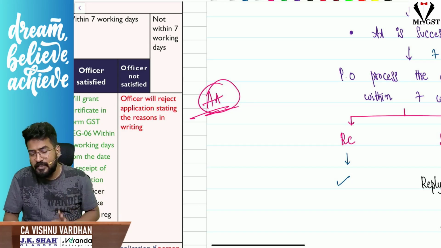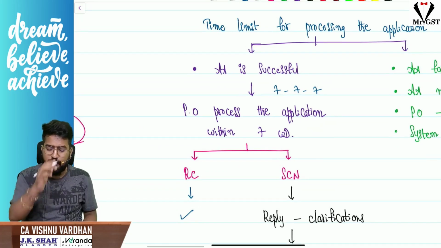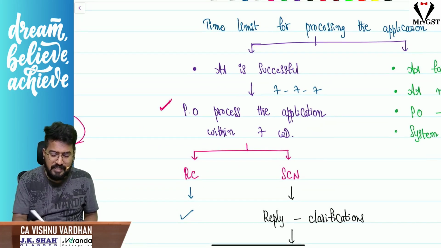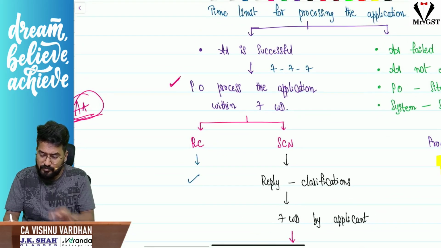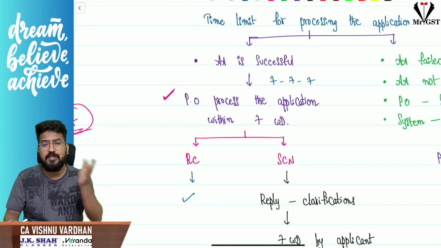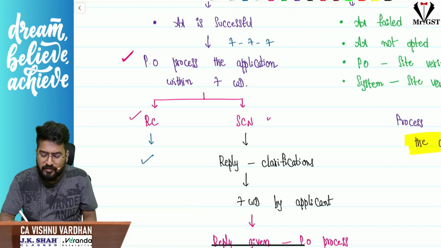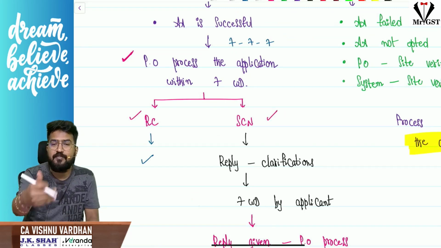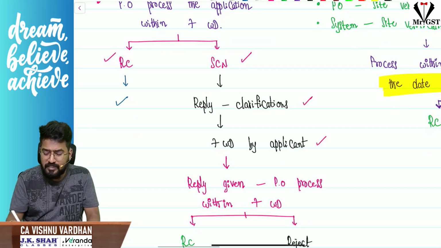If Aadhaar authentication happens, what is the advantage? Sir, the advantage is the processing of your application will be done by the proper officer in 7 working days. That means within 7 working days from the submission of application, either your application will be accepted, registration certificate they will grant, or they will send a show cause notice to you asking for some more details or clarifications. And now you should reply for those clarifications within 7 working days.